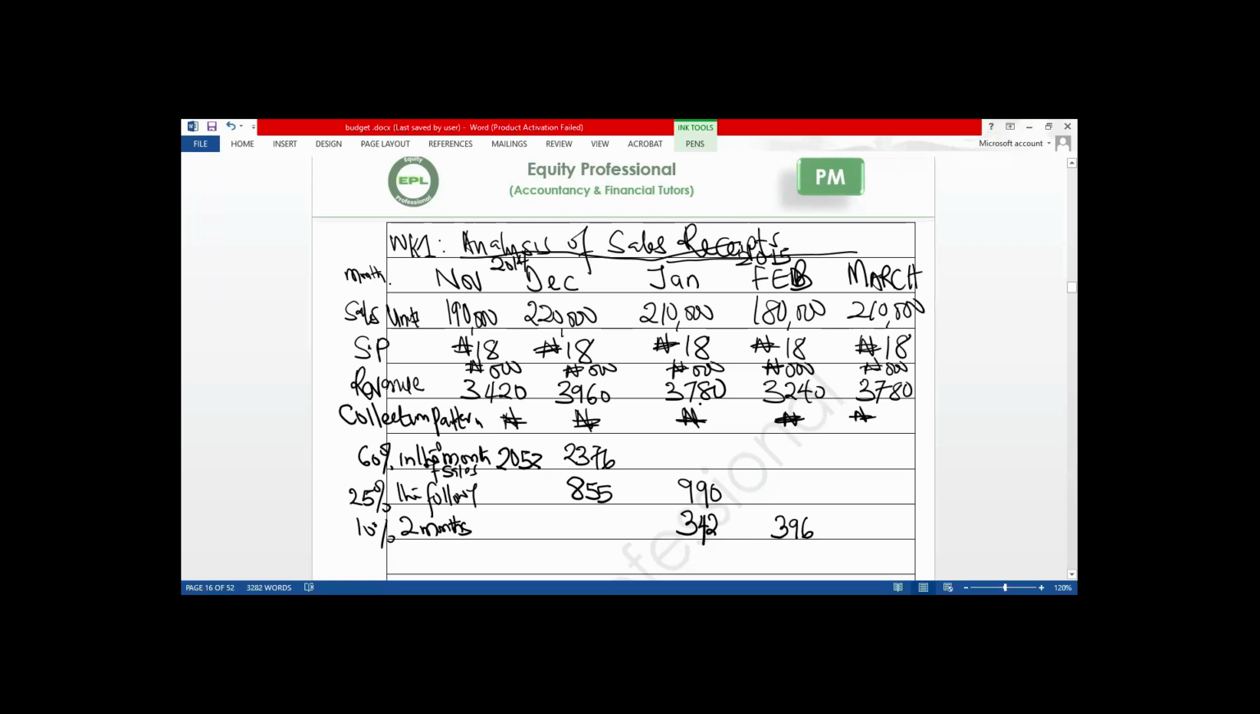Go to January. In January, the revenue is 3,780. 60% to be collected in January. Compute 60% of 3,780. 2,268. Then 25% the following month. That will take you to February. 25% of 3,780 is 945.